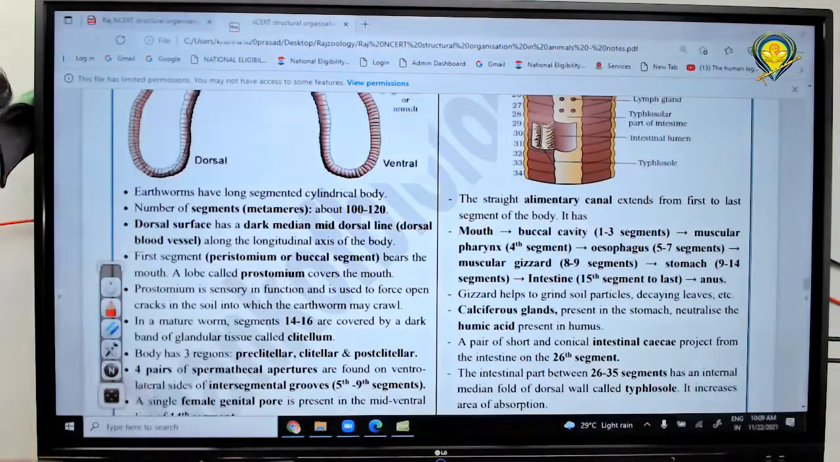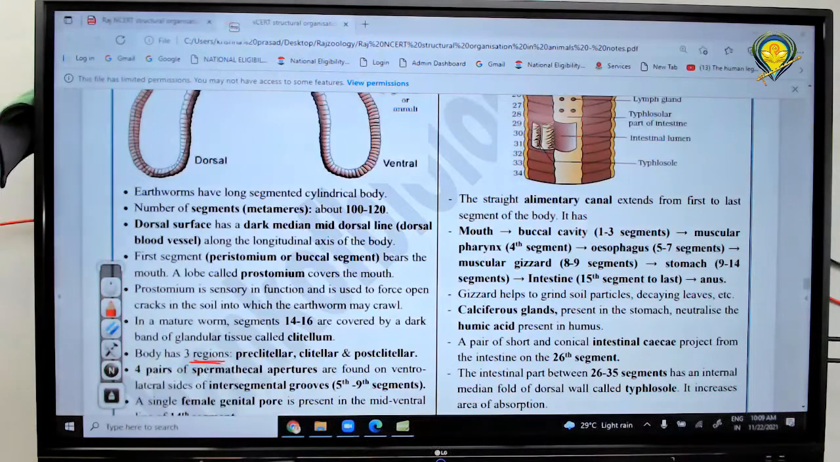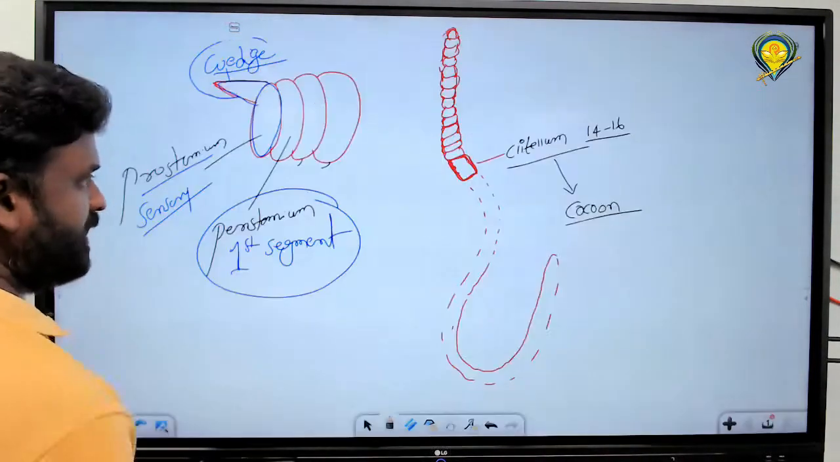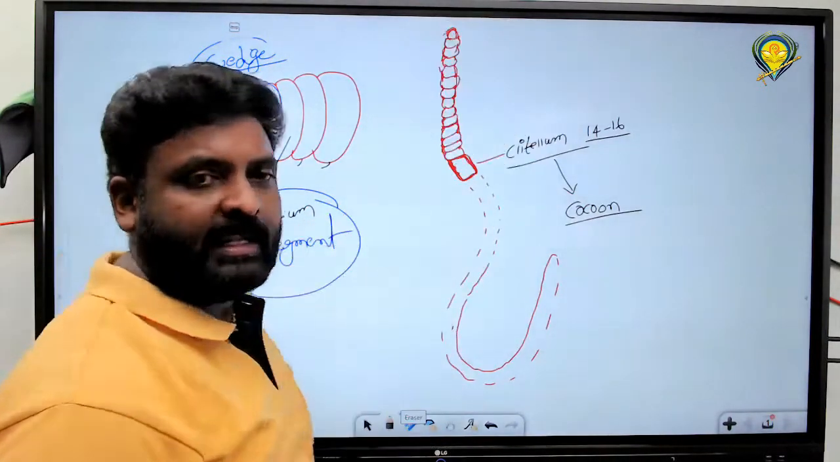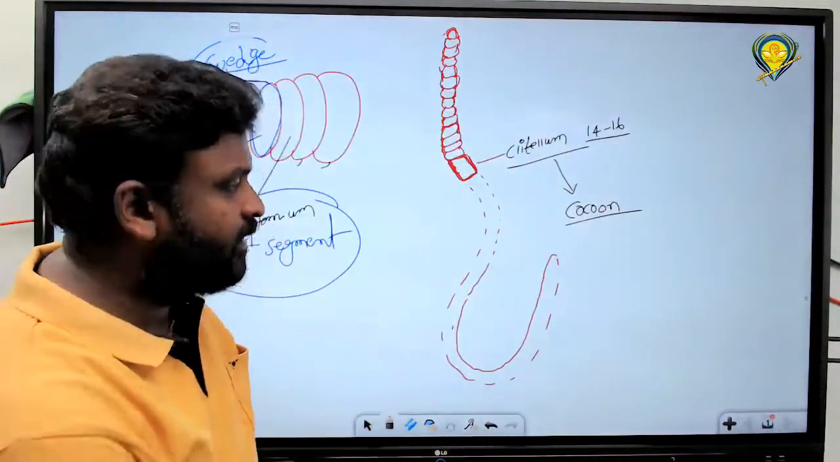And next one here. Body has 3 divisions. How many divisions? 3 divisions, meaning 3 regions. What are those? Is it possible to divide based on the clitellum? Before clitellum, pre-clitellum. And after clitellum, post-clitellum.